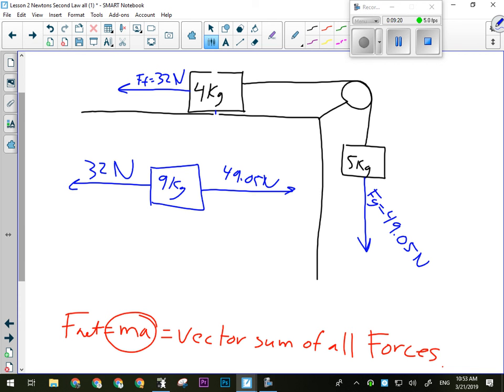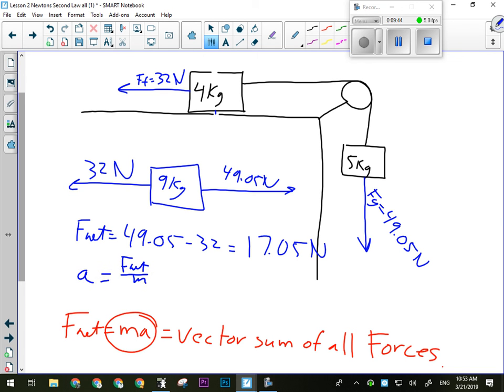So it's m times a and the vector sum of all forces. So the vector sum of all forces will be 49.05 minus 32. So that should be 17.05. Is that right? Okay, so my net force is 17.05 newtons. All right, if I want to find the acceleration, then I go to m times a, F net divided by m. So 17.05 divided by what?